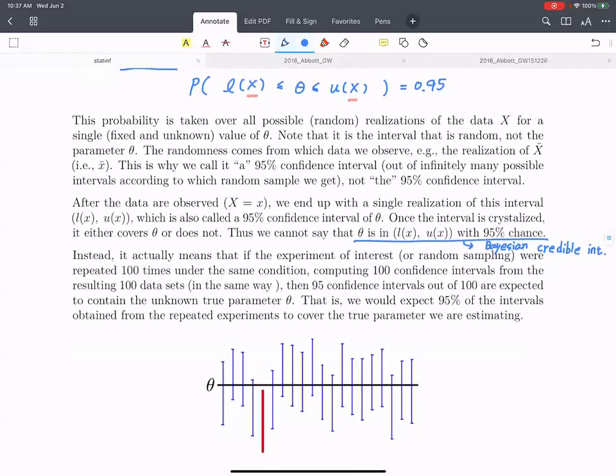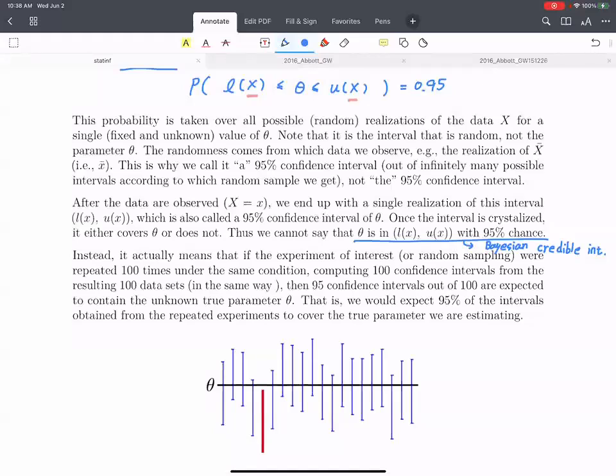And let me tell you this. The interpretation is based on a hypothetical repetition of the same experiment under the same condition. For example, suppose we could obtain a random sample repeatedly, say 100 times under the same condition, which is unrealistic, but let's assume it was possible. And we compute a confidence interval for each data set.